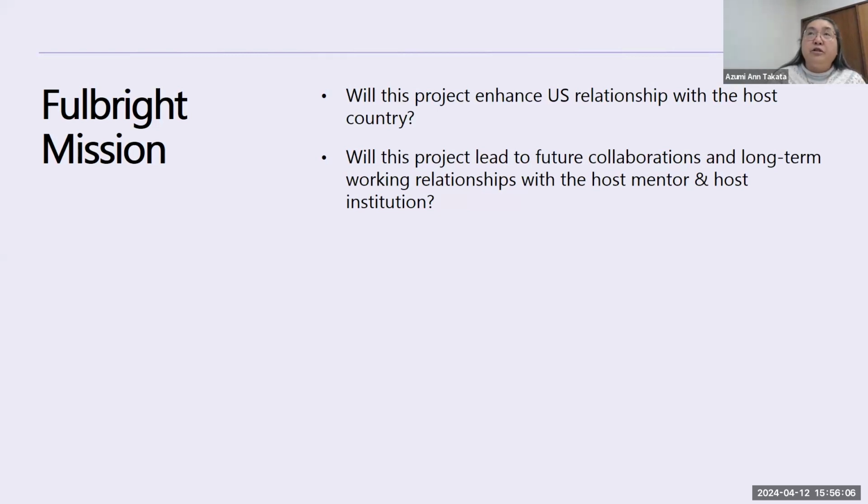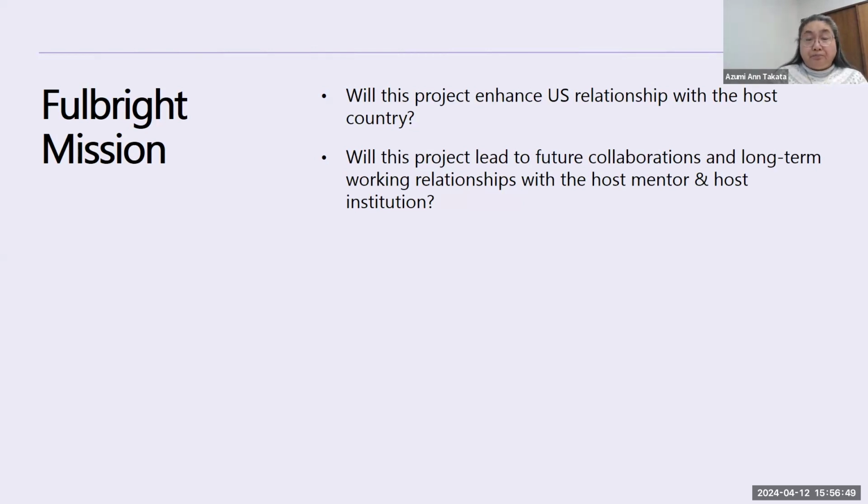That's another thing that they're interested in developing, these long-term exchanges and collaborative relationships between you, wherever it is that you end up career-wise after Fulbright, and the host mentors and the host institution that you're going to be working with during your Fulbright year. Again, Fulbright is a grassroots diplomatic program, and they're interested in developing these long-term relations. And so projects that contribute towards developing those relationships are the projects that Fulbright will be interested in.